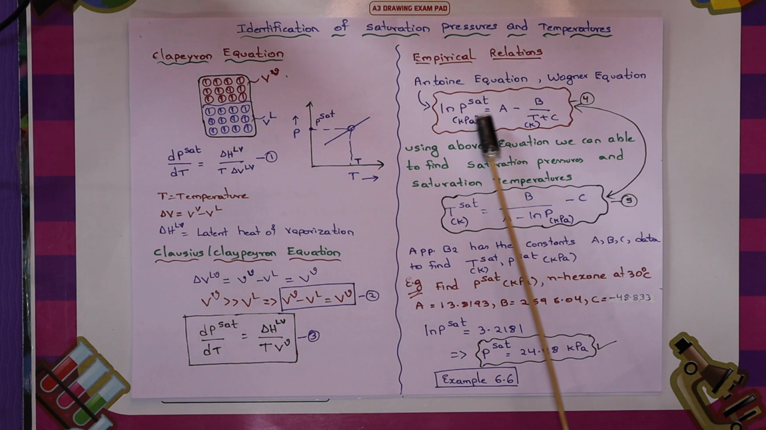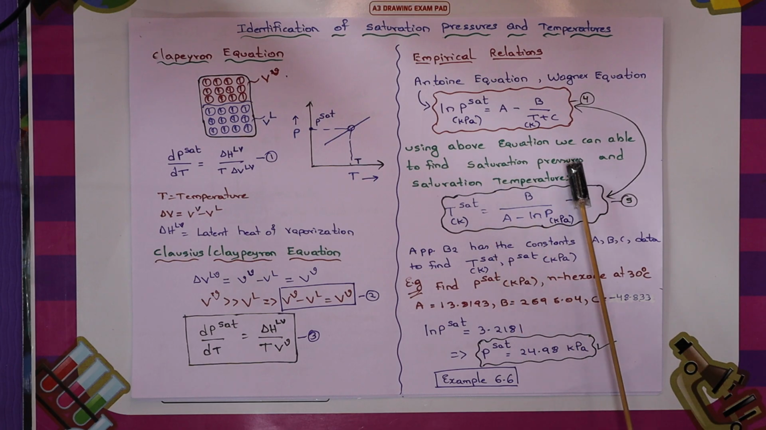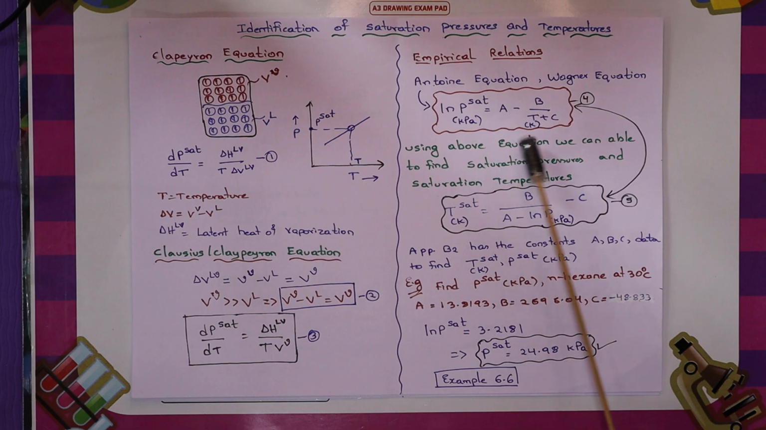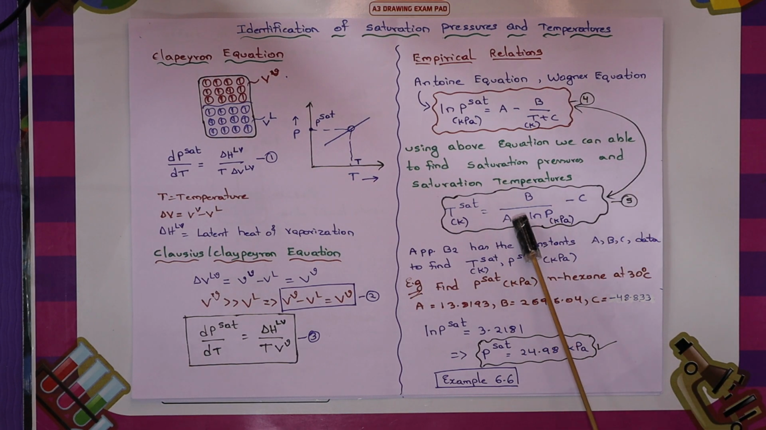This is the equation proposed by Antoine: ln P_sat is equal to A minus B by (T plus C). Pressure is in kilopascal, temperature in Kelvin. Using this equation, we can find the saturation pressure and saturation temperature. If you want the saturation temperature from a known pressure, you can rearrange the equation. Both are equally simple. Temperature is equal to B by (A minus ln P) minus C.